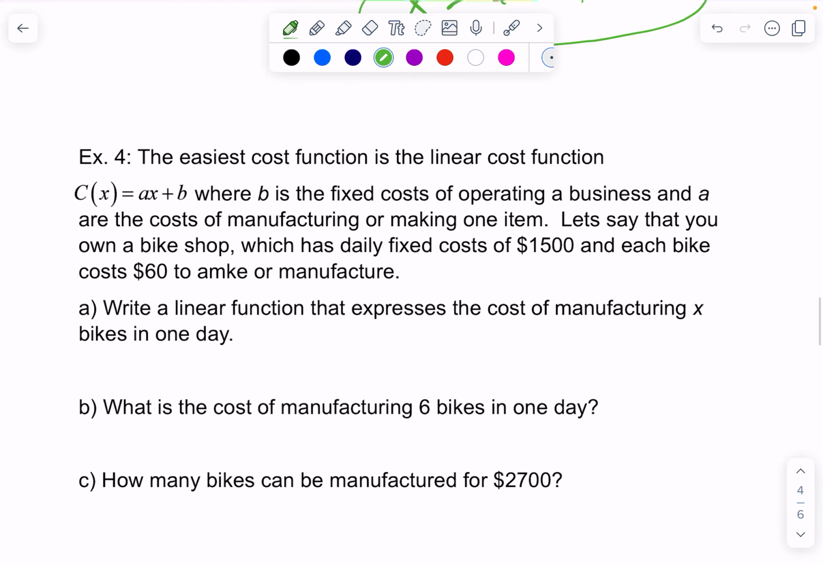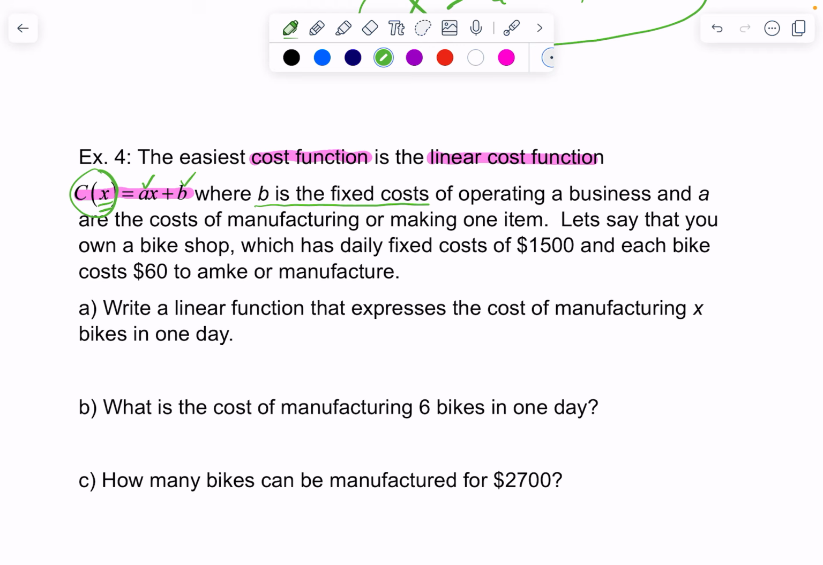All right, let's talk about cost function. The easiest kind of cost function is the linear cost function, where C of x equals ax plus b. C of x is my cost, x is my independent variable, a is the slope, and b is the y-intercept, or in a real life scenario, b is the fixed cost of operating a business.